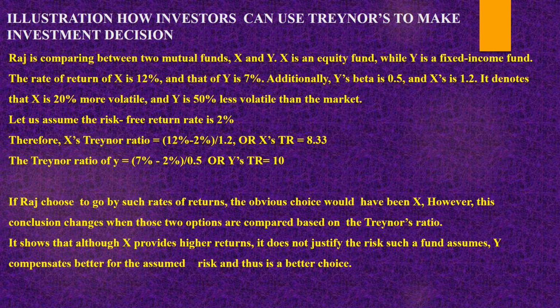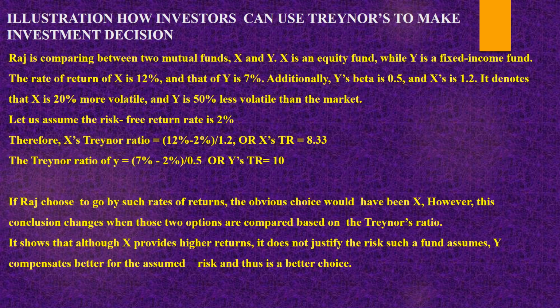So, an illustration of how investors can use Treynor's ratio to make investment decisions. I will explain this illustration. Raj is comparing two mutual funds, X and Y. X is an equity fund, while Y is a fixed income fund, and the rate of return of X is 12% and that of Y is 7%. Additionally, Y's beta is 0.5 and X's is 1.2. It denotes that X is 20% more volatile and Y is 50% less volatile than the market.